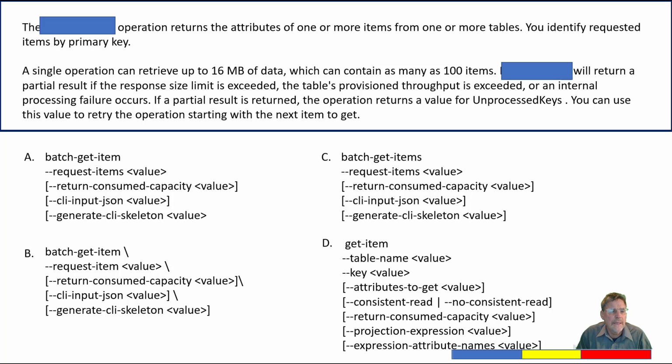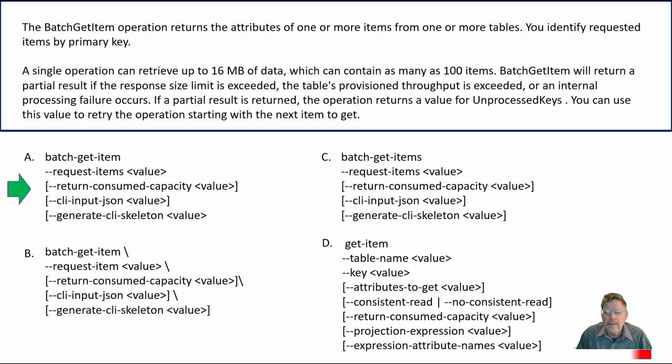Which one of those two batch get items could it be? And the answer is it request item or request items? And it is request items. So there we go. The answer was A. So let's try the next one.